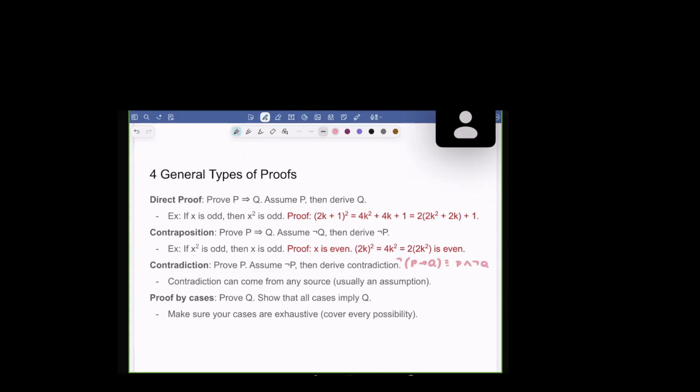And you can also prove by cases. To prove Q, you show that all cases imply Q. For example, if the set was the set of all positive integers, you could prove a case where each integer is even and a case where each integer is odd, right? And that would cover all the cases.